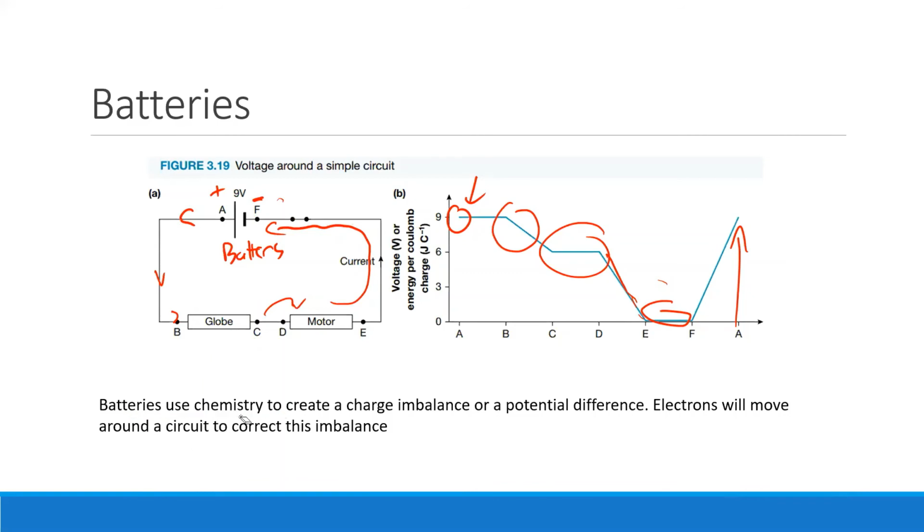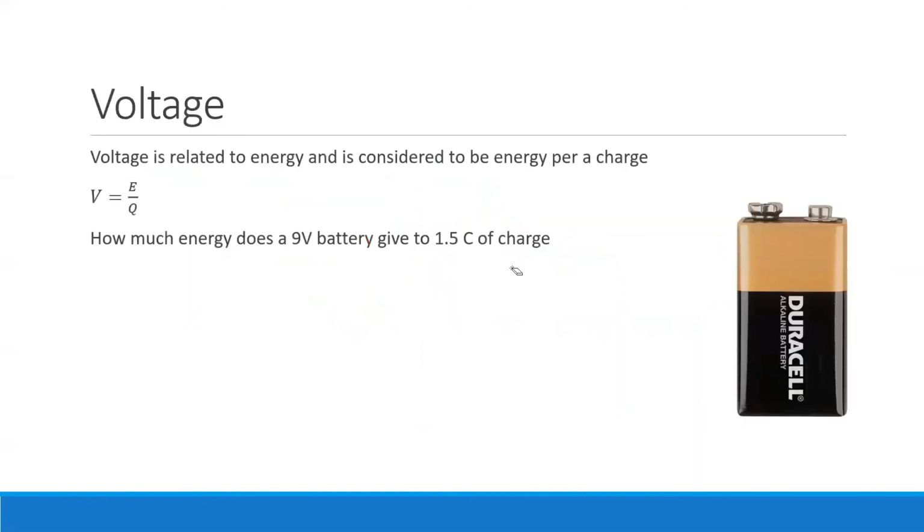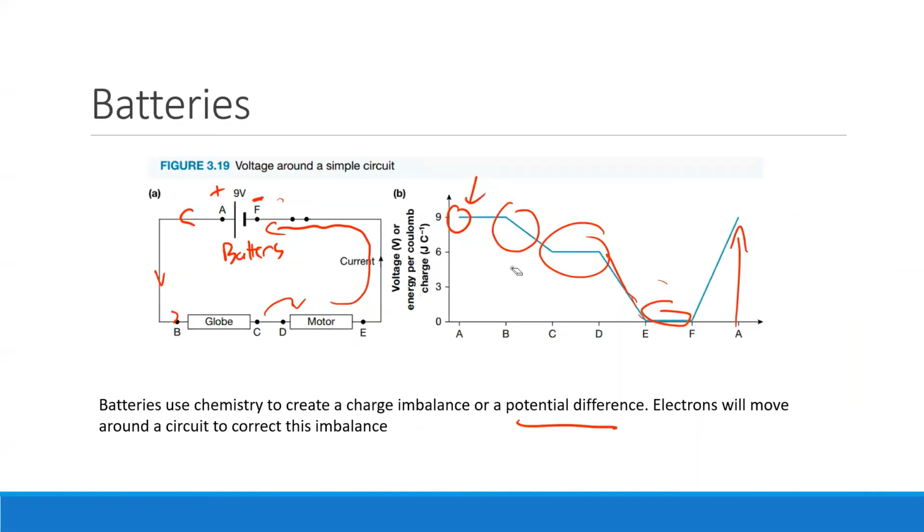Batteries use chemistry to create charge imbalance or a potential difference. Electrons will move around the circuit to correct this imbalance. When you create an imbalance, you are pushing electrons together when they don't want to go together. You are giving those electrons potential energy. They want to move away. And so that's how you get to this idea here.